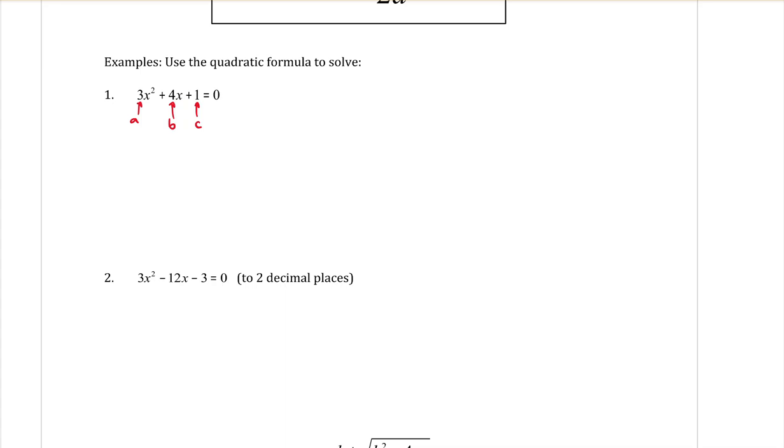Now it's going to be good for you to write the formula down first, so let's write it. X equals minus b plus or minus square root of b squared minus 4ac all over 2a. So we're literally subbing those numbers into that formula. So minus b is the first part. B, for my equation here, is 4. So it's going to be negative 4 plus or minus.